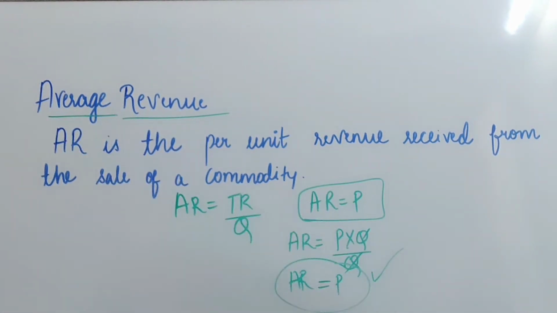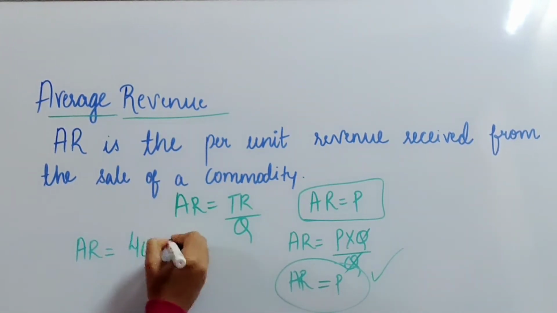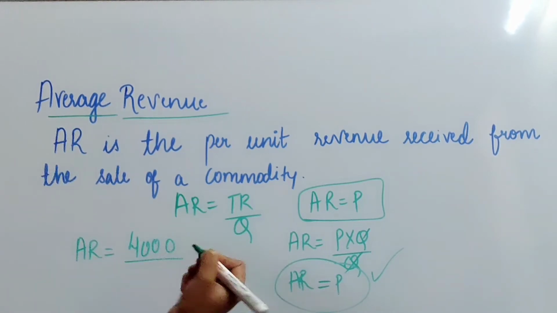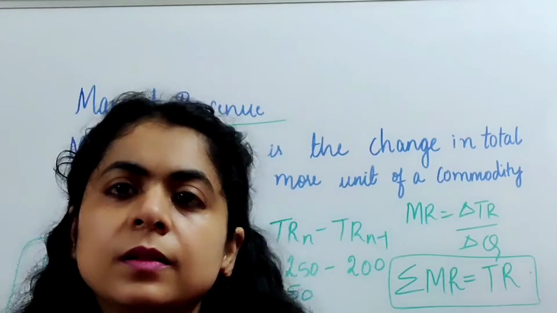Similarly, if the total revenue earned by the firm is $4,000 and the number of units of output sold are 1000, so the per unit revenue received by the firm in this case is equal to $4. So average revenue is price of the product.